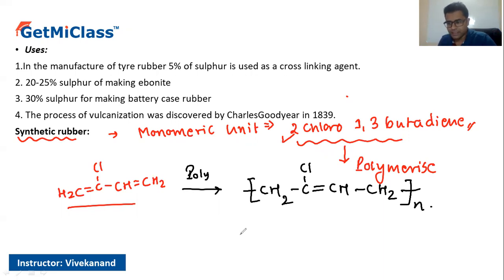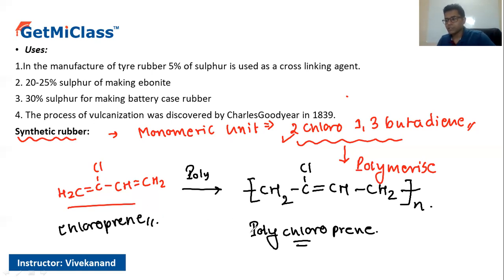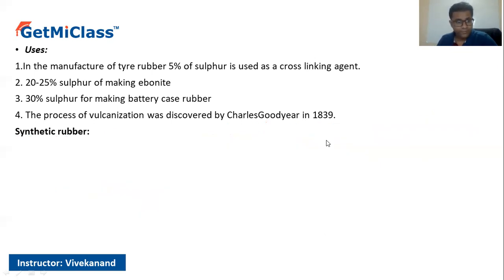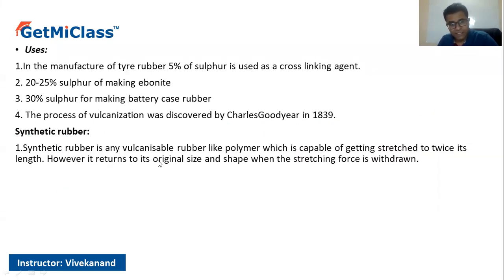Correct. Now this is called polychloroprene, and this was chloroprene. Right. So this is the synthetic rubber. Synthetic rubber is like any vulcanizable rubber-like polymer, which is capable of getting stretched twice its length. However, it is going to return to its original shape and size when the stretching is withdrawn.